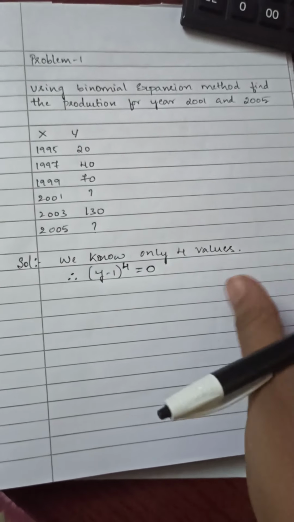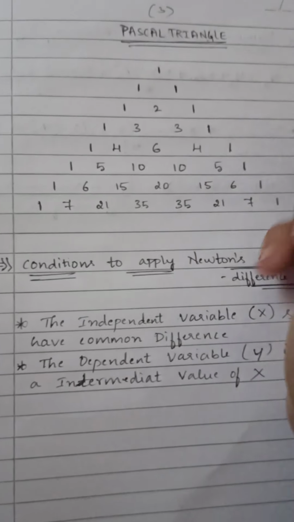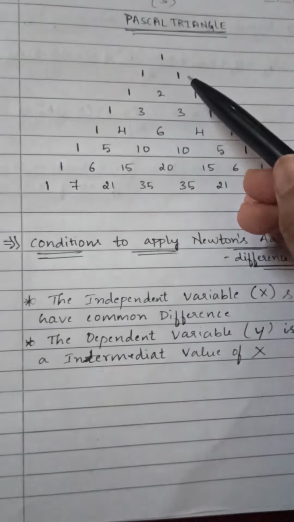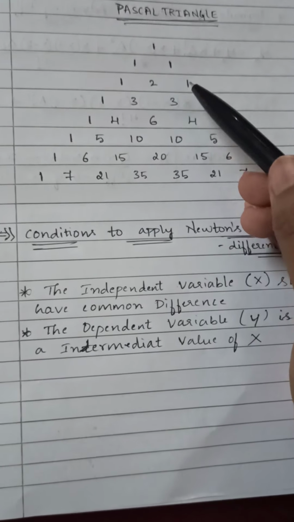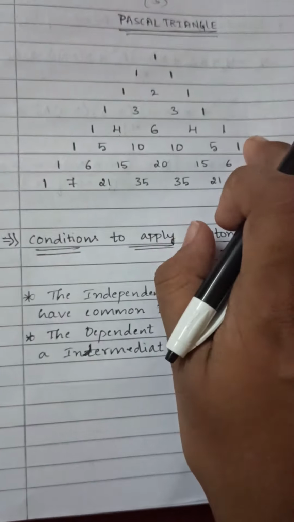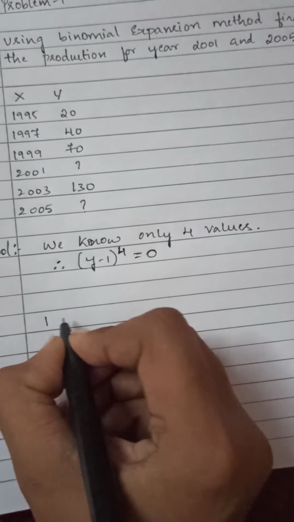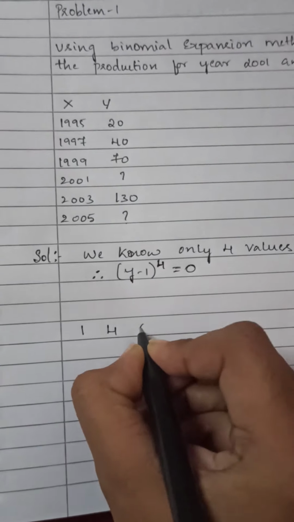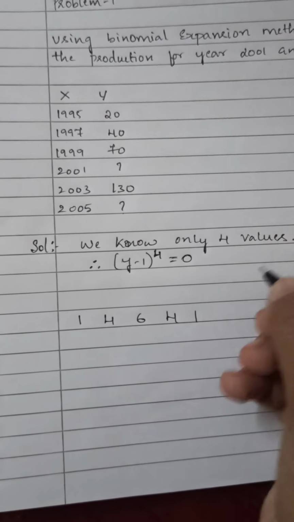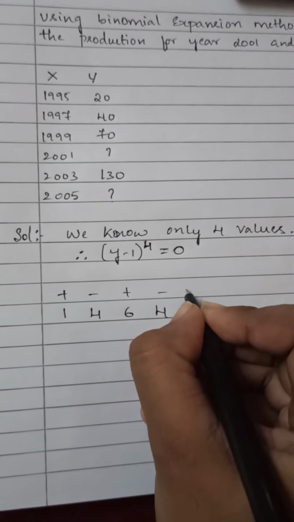So how to write values for 4 known values? By using the Pascal triangle. When you look at the Pascal triangle, the fourth row is 1, 4, 6, 4, 1. So write down the fourth row, that is 1, 4, 6, 4, 1, and give the signs here: plus, minus, plus, minus, plus.